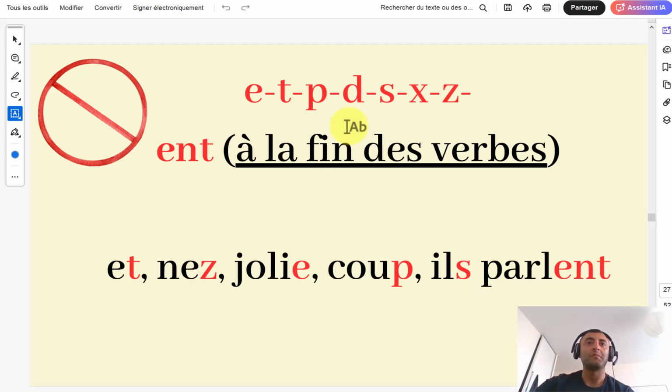Alright, I continue. So if you have E, T, P, D, S, X, Z at the end of the words, you don't read. You write, you don't read. Like that: because I have T, I don't read the T. I have Z, I don't read. Ils, I wrote ils, but I don't read the S, I read like il. Parle. I continue.